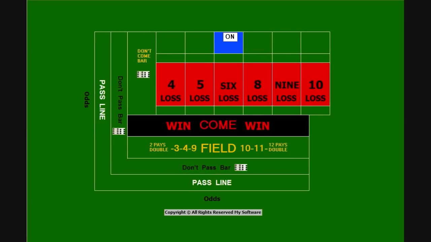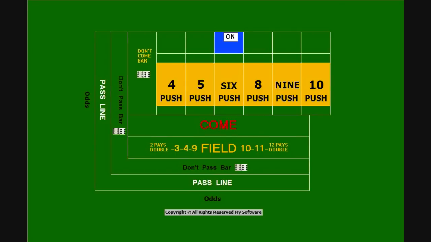If any other number rolls, come bets on 4, 5, 6, 8, 9, and 10 push and continue to push until the current point number 6 or 7 is rolled. Once the current point number 6 or 7 is rolled, the puck is turned off and the game begins again with a new come out roll.